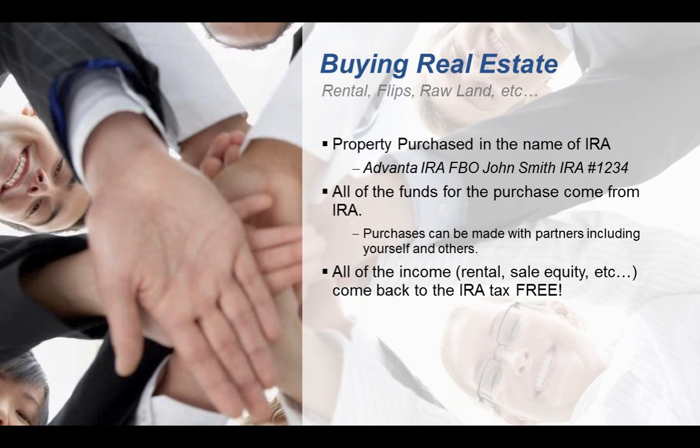So buying real estate in an IRA. As we mentioned, the typical types of real estate in simplicity are going to be your rentals, your flips, raw land, etc. So how does it work within an IRA? The IRA in this instance will be the purchaser of the actual asset. So the property is going to be purchased in the name of the IRA, which would be Advanta IRA, FBO, which is for benefit of, John Smith IRA, and the IRA number. This is how we make sure that all of the correct reporting and all of the great tax benefits from the actual asset that you're purchasing are maintained.